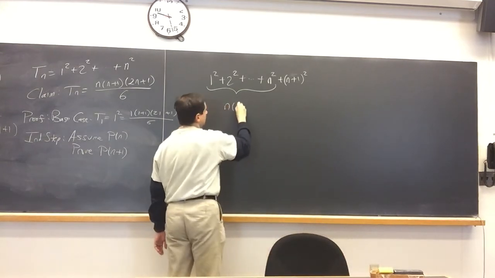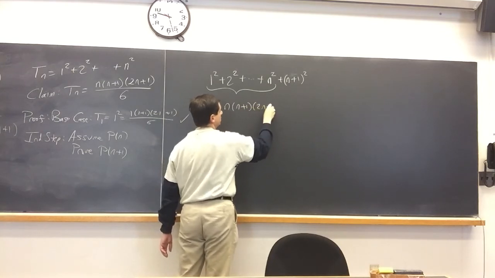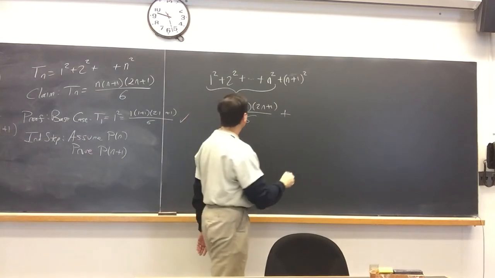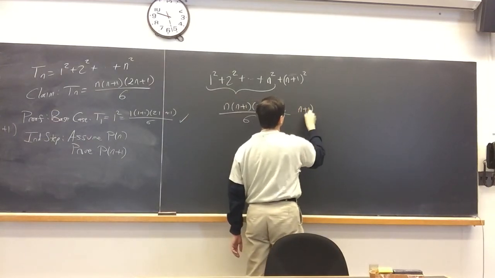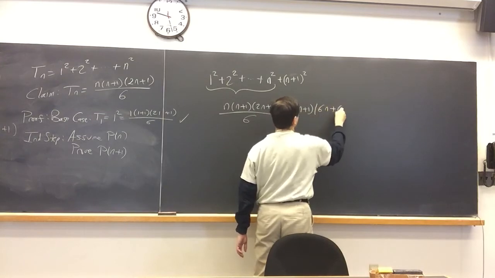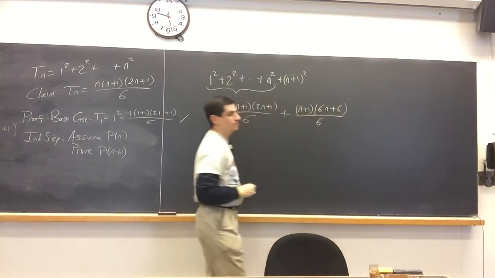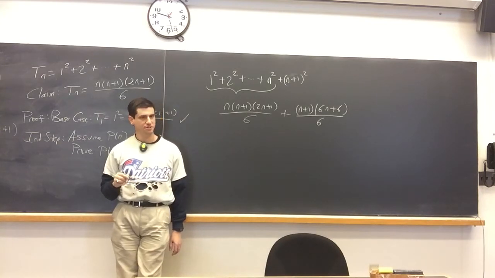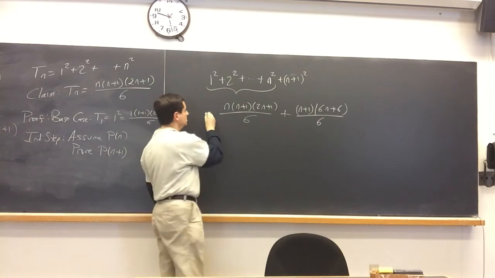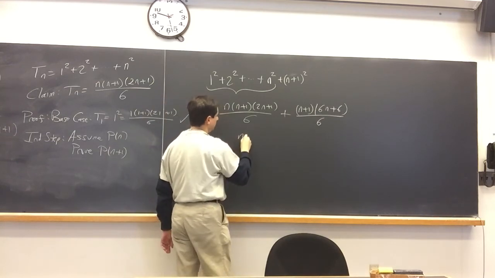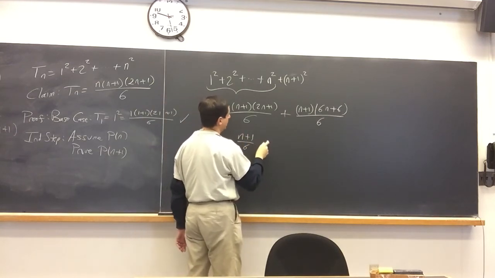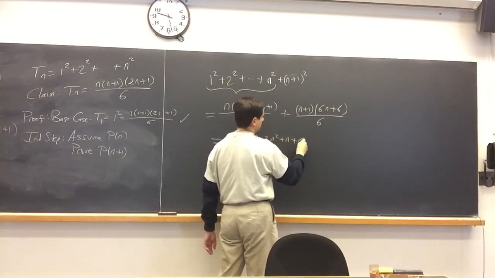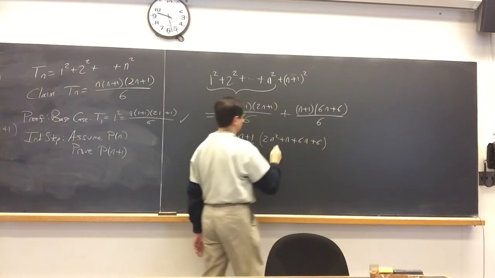So this is going to be n plus 1, 2n plus 1 over 6 plus n plus 1 squared. So I'm going to write n plus 1 squared as n plus 1 times 6n plus 6 over 6. And I'm doing this just to try to make the algebra a little bit easier. And now, when I add, I'm going to have an n plus 1 over 6. And now when I add, I'll have 2n squared plus n plus 6n plus 6.